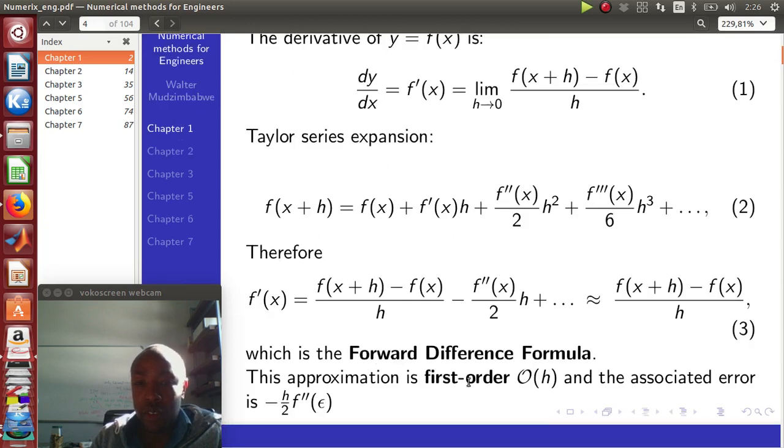Some things that you can see from this is that it is a first order approximation. The order is found from this. You look at the h here. Since we only have one h here, that makes it a first order approximation. And its error you find from the first term that you throw away. This is the associated error. I will explain to you what that epsilon means.